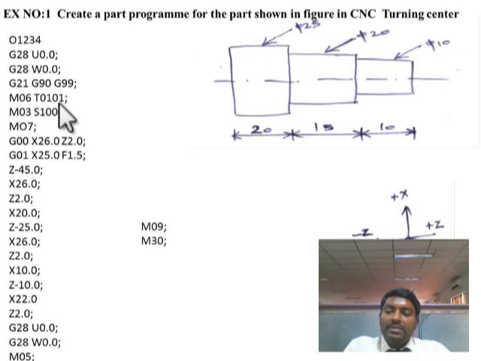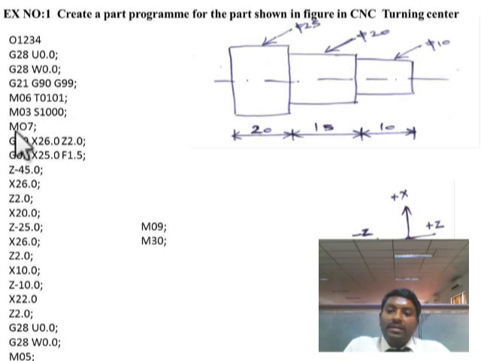Next one is we have to switch on the spindle motor. So I am going to switch on the spindle motor in a clockwise direction. So I have used M03. So M03 S1000 means the spindle will be switched on in a clockwise direction at a speed of 1000 rpm.